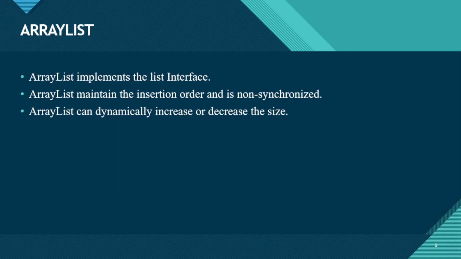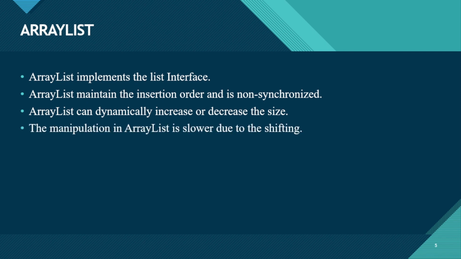ArrayList can dynamically increase or decrease its size. That means ArrayList can increase its size and can decrease its size based on how we enter or remove the elements. The manipulation in ArrayList is slower due to the shifting. When we add or remove any element in the ArrayList, it takes time, it's slow as there is shifting of the bits, that is, memory locations, that happens.